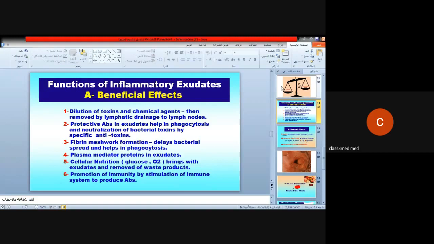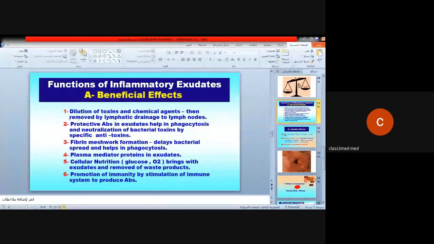We come to the function of inflammatory exudate. As we said, the inflammation is a protective defense mechanism. In the first lecture, we said the inflammation is a protective defense mechanism. Why? Because of the beneficial effects of inflammatory exudate. Inflammatory exudate has beneficial effects and harmful effects. So we start with the beneficial effects of an inflammatory exudate that make the inflammation a defense mechanism.